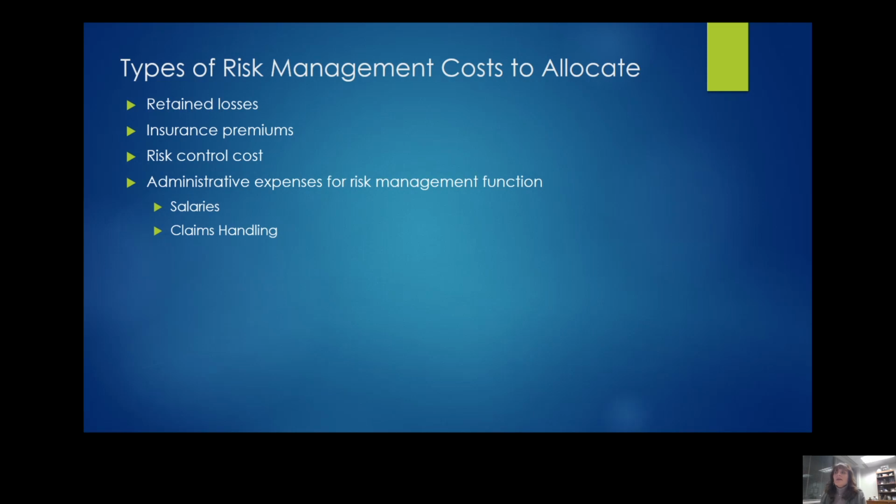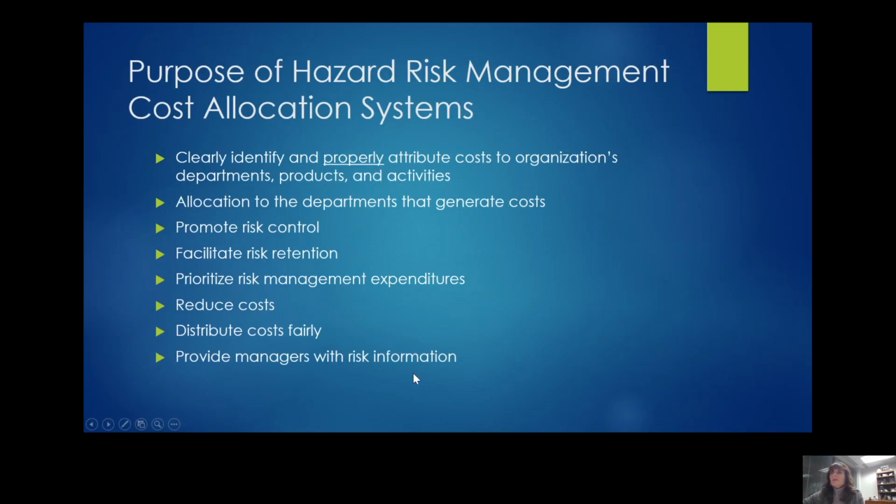Administrative expenses, things such as salaries for the risk manager like myself, any of the costs we have associated with claims handling. We may have a third-party administrator that helps us with that, but all of those are types of costs. So the best way to disclose this information is what's the true profitability of an organization, and in order to properly allocate costs that we're talking about here, it's really making people accountable for the control and management of those costs. That's basically the summary of this type chapter.